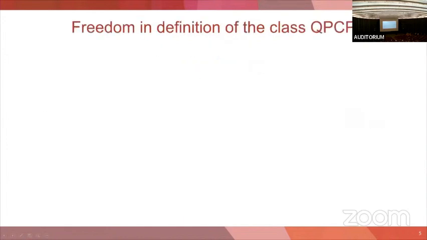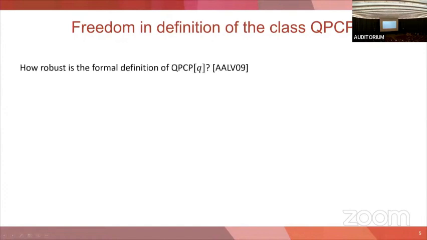Because actually it was already raised in his first work to define the class, one has a lot of freedom in defining the class QPCP, similar to how one also has some freedom in defining the class QMA. For example, recall this very nice recent review paper about the seven phases of quantum NP, or QMA. So the question was already raised a long time ago: how robust is this definition of QPCP that I listed to you, or how robust is it to making changes to this definition?